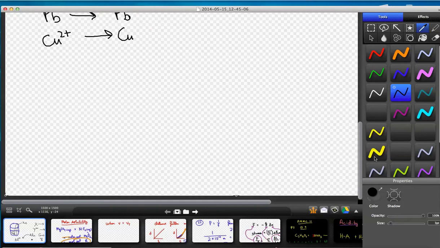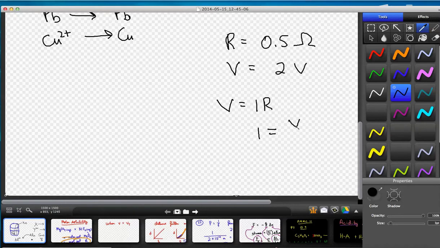I think there's another one. Yeah, so what do we know about the passage? We know that the light bulb has a resistance of 0.5 ohms, and there's a voltage of 2 volts. V equals IR. Oh my gosh, I knew that and I still messed it up. I equals V over R. That's 2 over 1/2. 4. I is 4 amps.